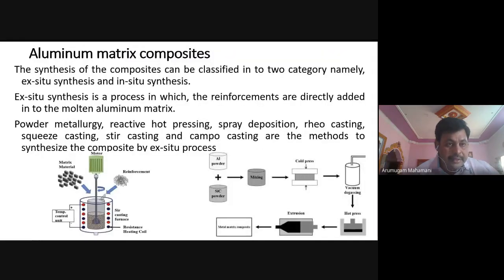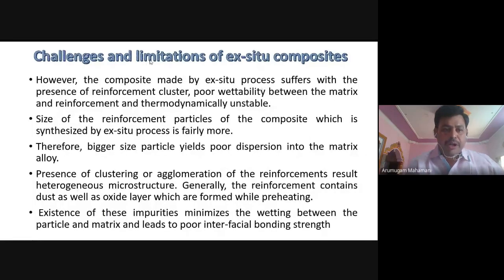Right. So now I want to talk about challenges and limitations of extruded composites. I am telling this because you people are interested in making a composite in the laboratory, or if you want to do your project, or if you want to do your research. So please look at this.